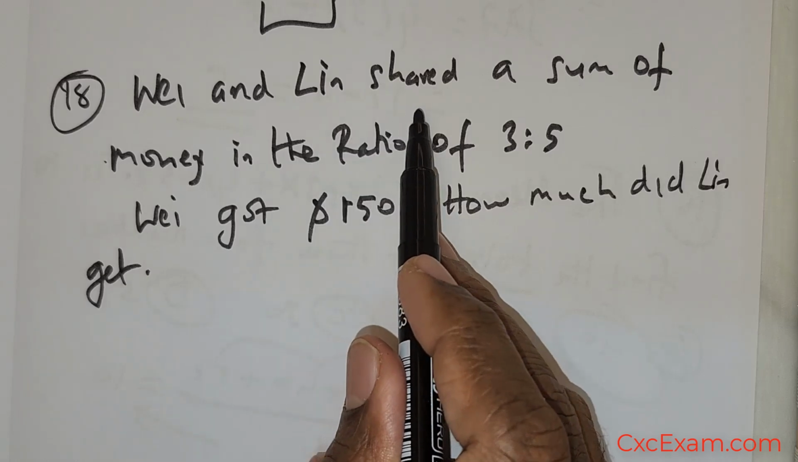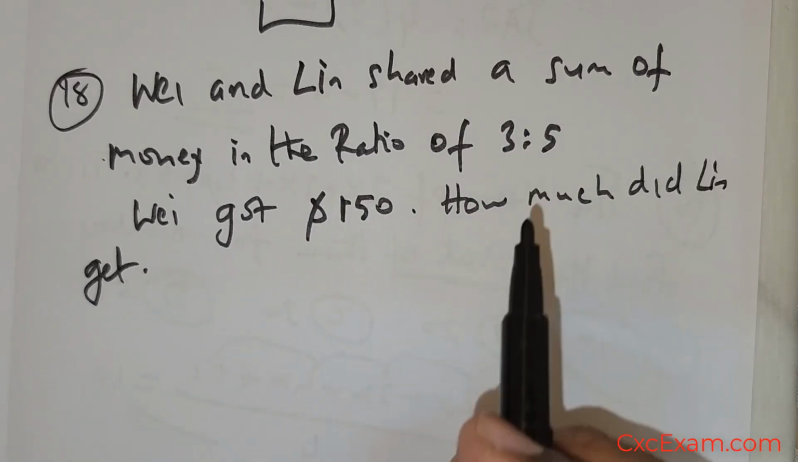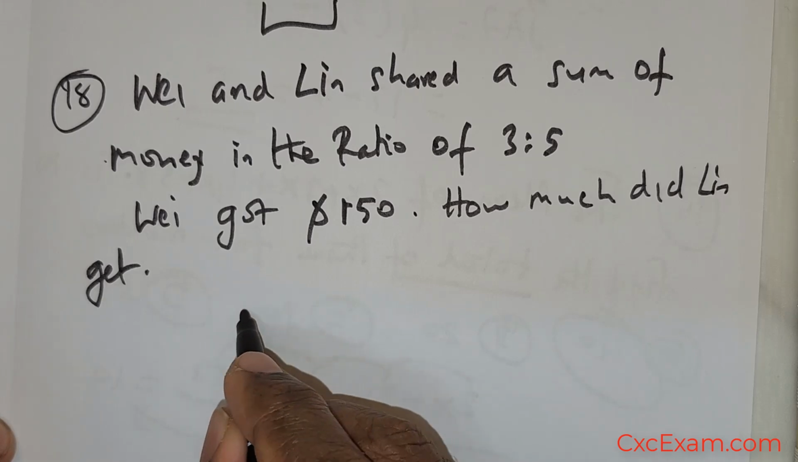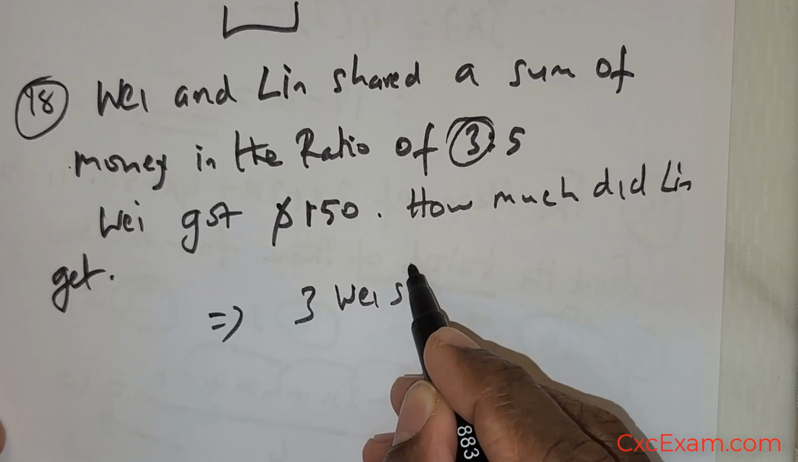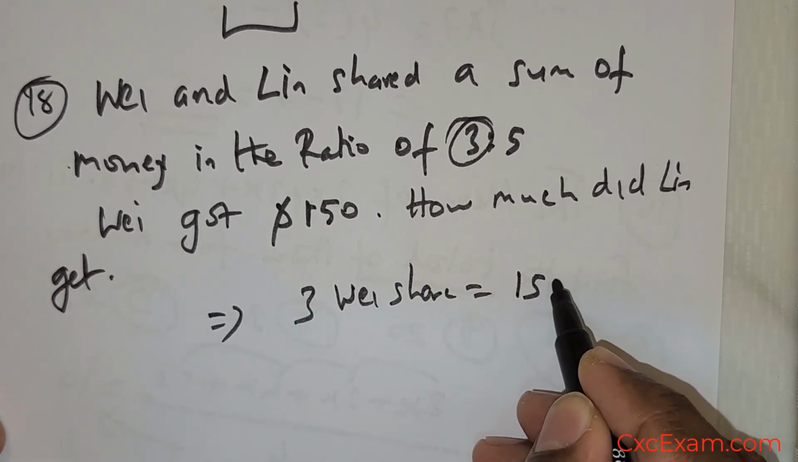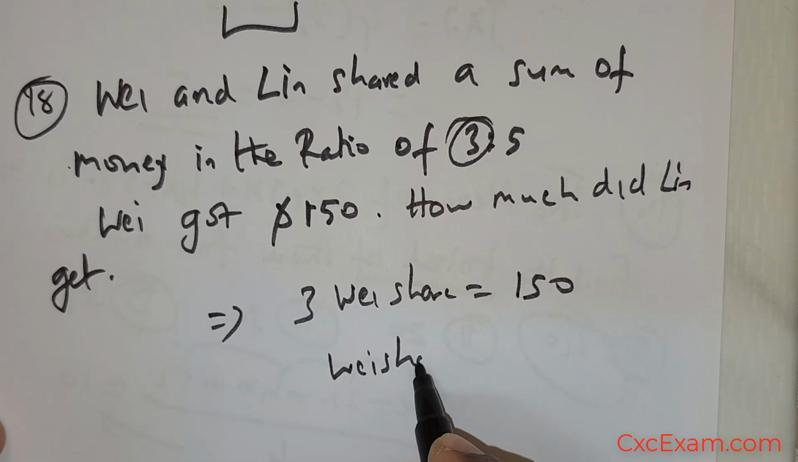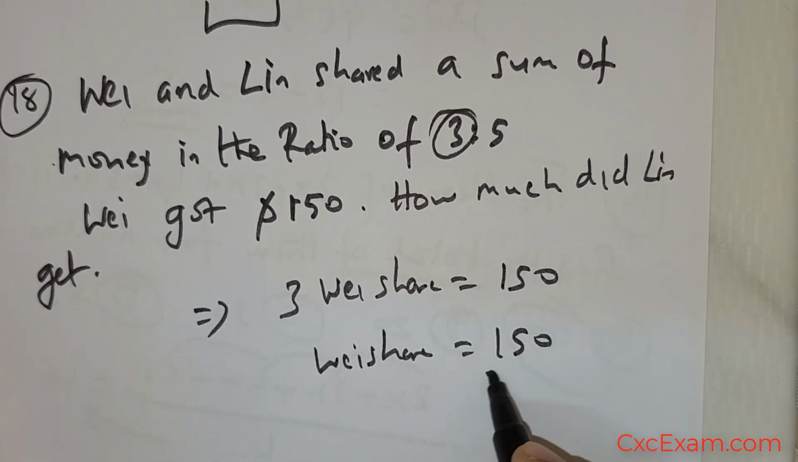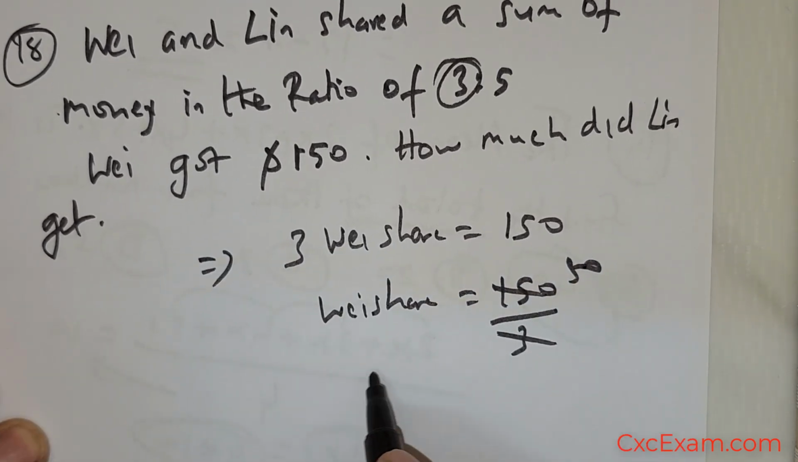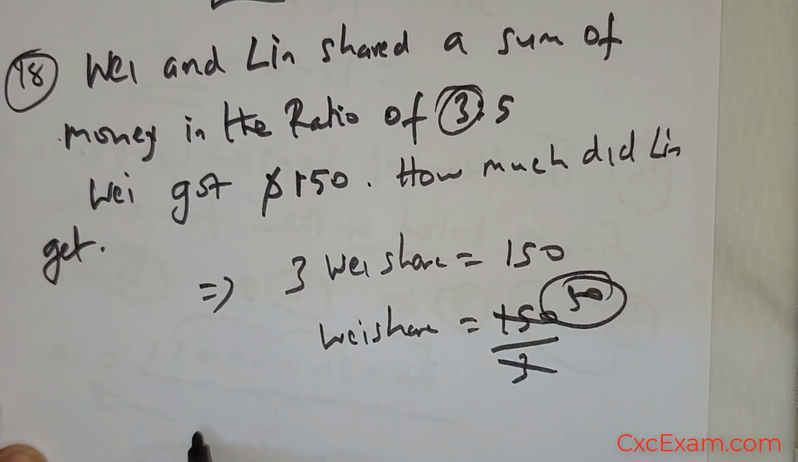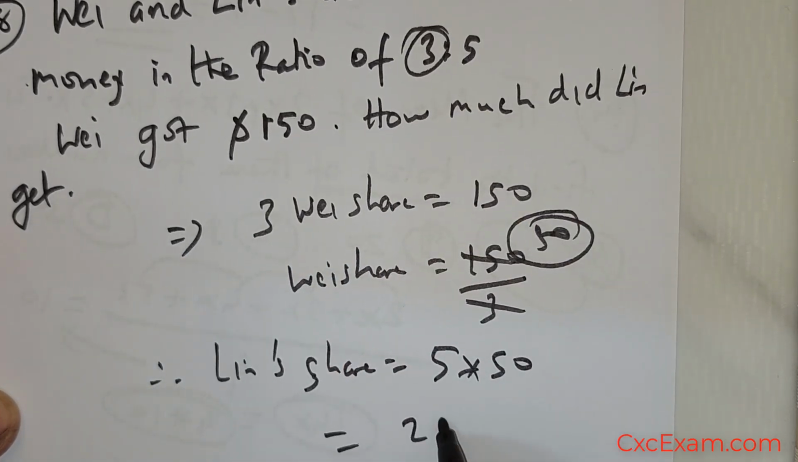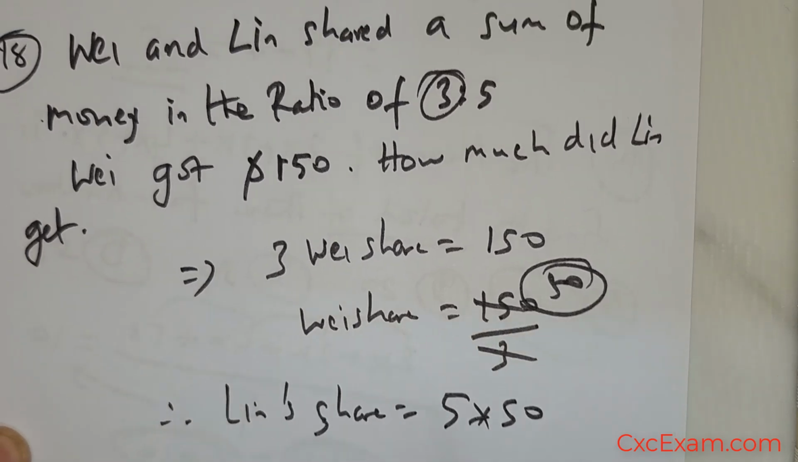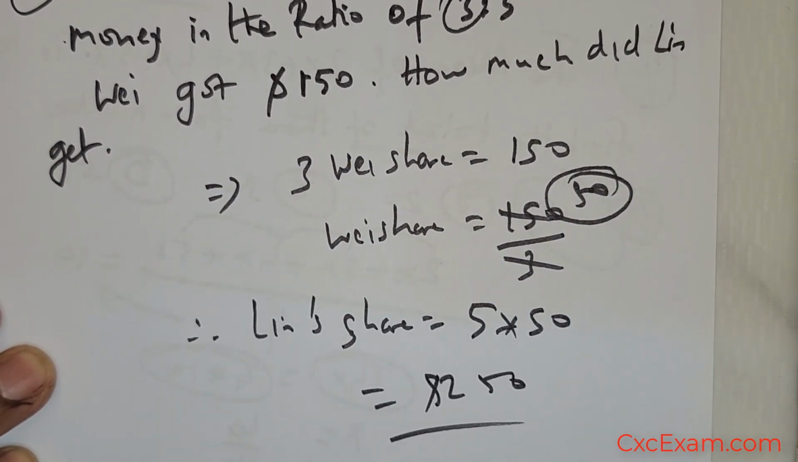Now Wei and Lin shared a sum of money in the ratio 3:5. So Wei gets 150. So the meaning is, this is Wei's share. So 3 times Wei's share is equal to 150. So Wei's one share is going to be 150 divided by 3, that means 50. So one share is 50. So therefore Lin's share will be equal to 5 times 50, which is $250. So that is the solution for this question.